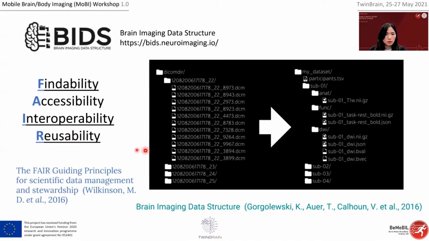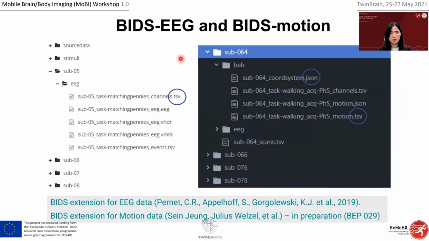So we zoom into two different modalities now. BIDS modalities, because this is a community-driven effort, you can find the specification here, bids-neuroimaging.io. And it's still being extended to many other modalities, not only brain imaging modalities, but also other physiological recordings and also animal studies. But for MoBI people, BIDS for EEG and BIDS for motion, these two are probably the most relevant.